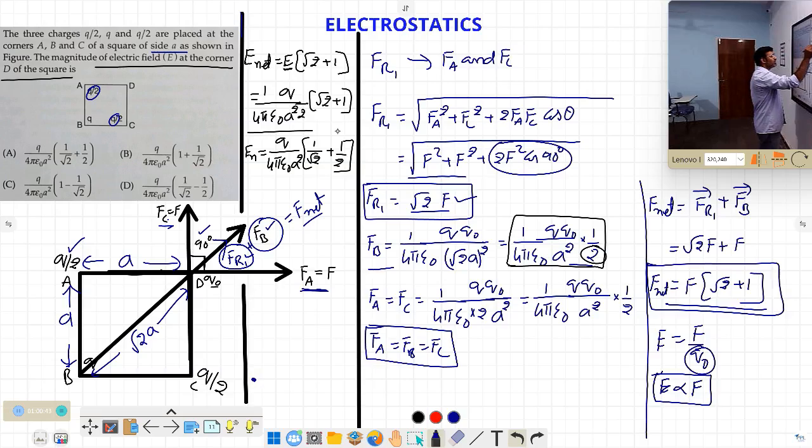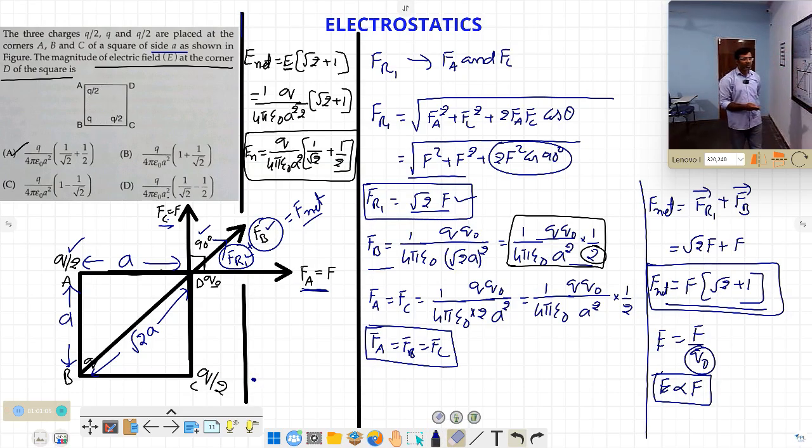So the options are given in this form; you can check this. The electric field intensity at point D is Q by 4 pi epsilon naught A square into 1 by root 2, plus. Plus means which option is correct? The first option is correct. So the question is correct, it is not wrong. The charges are given, everything is correct. Only a modification of the answer is required, according to the given options.